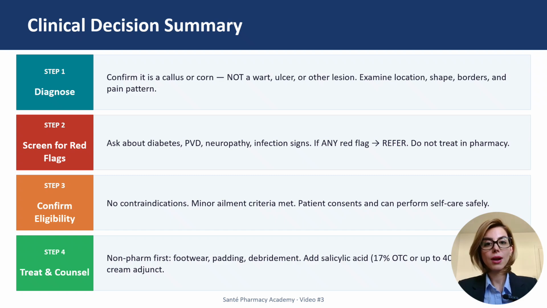Step 3, confirm eligibility. Check minor ailments criteria are met. No contraindications. And patient consents. Step number 4, treat and counsel. Start with footwear advice, padding, and mechanical debridement. Add salicylic acid if needed. 17% over the counter or up to 40% prescription. Urea cream as an adjunct. Set follow-up expectations. This 4-step flow works as a mental checklist every time a patient presents with a foot complaint.